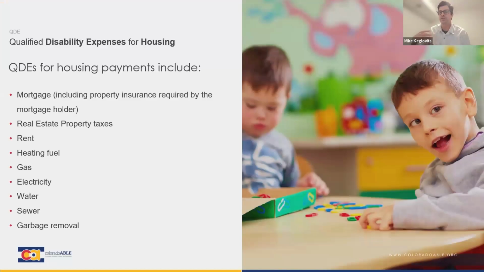So anything to keep a household up and running is also a qualified disability expense. Oftentimes, if somebody's living at home and they're paying rent, it might be a percentage of the rent. You can set that up and you can pay out of an Able account. Likewise, if they have other expenses like heating or garbage, they can use an Able account to pay for those things.